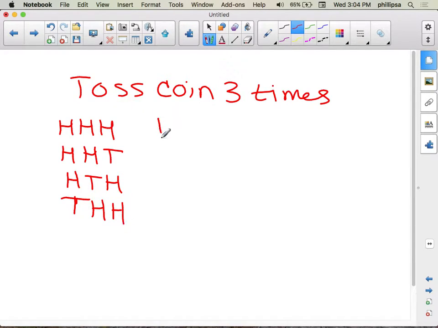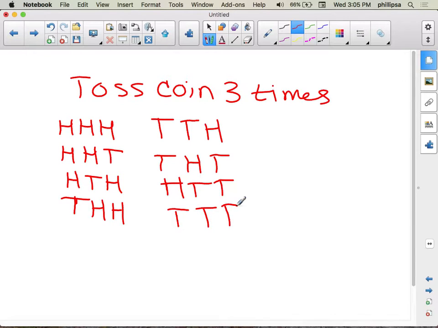Okay, or I can flip a tails, heads, tails, or tails, tails, heads, or heads, tails, tails, and then I have finally my 3 tails, right? So I have 8 equally likely outcomes here, okay? And now I also know that the probability of each of these outcomes would be 1/8, right?